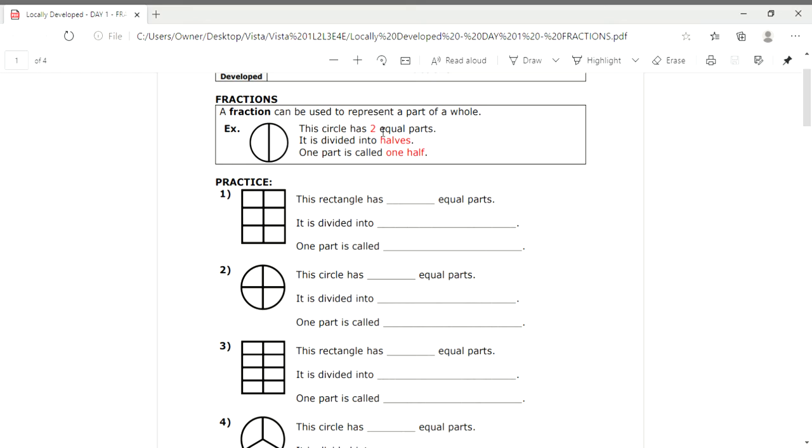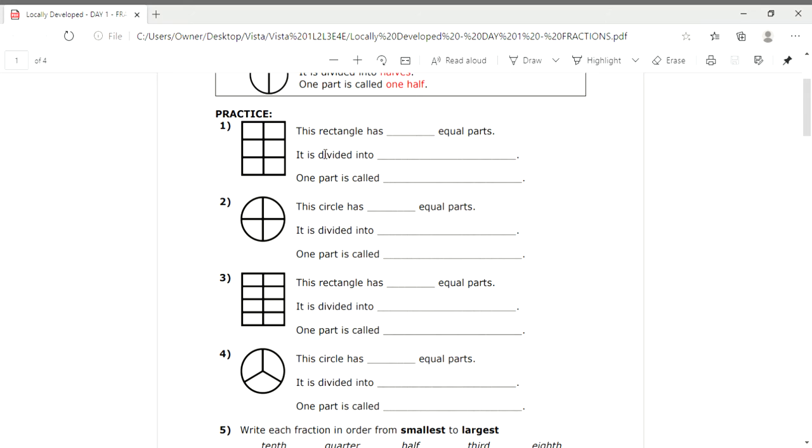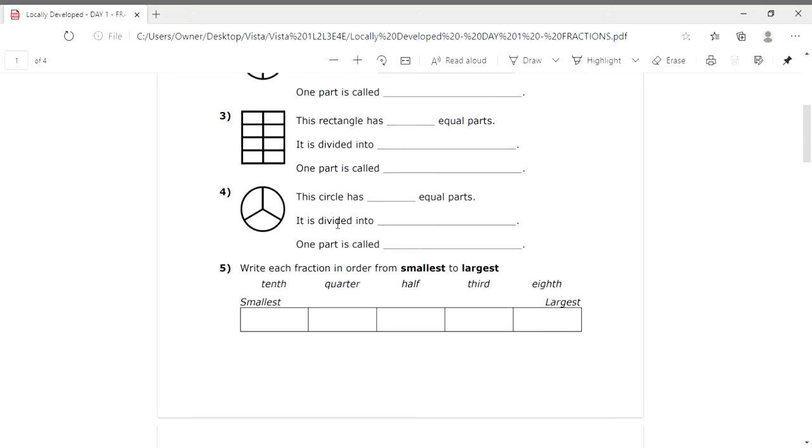So 2 equal parts is halves, 3 is thirds, 4 is quarters or fourths, 5 is fifths, 6 is sixths, 7 sevenths, and so on. Try the remaining practice questions on a separate piece of paper.